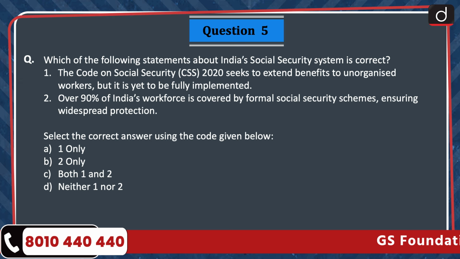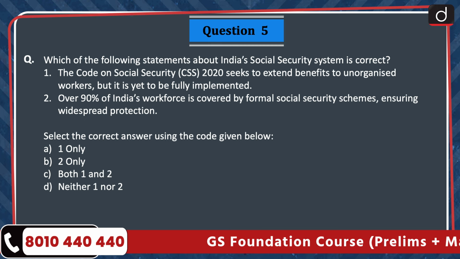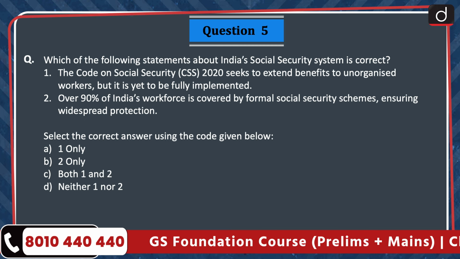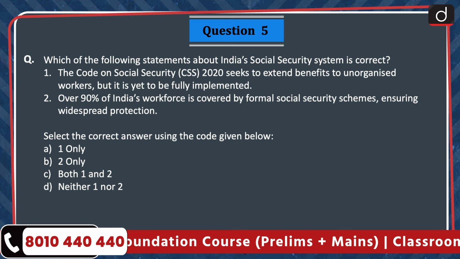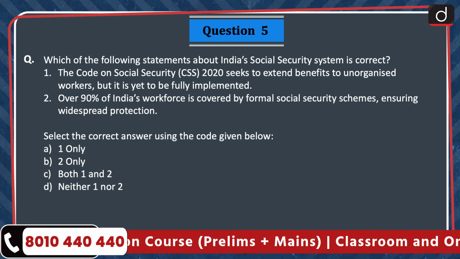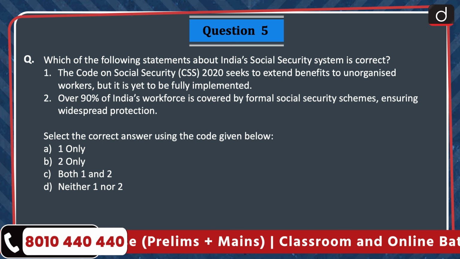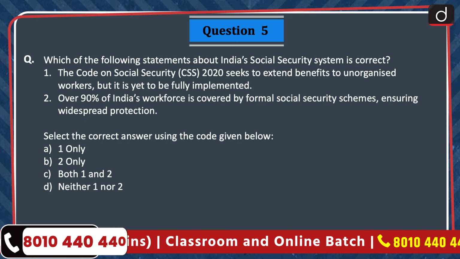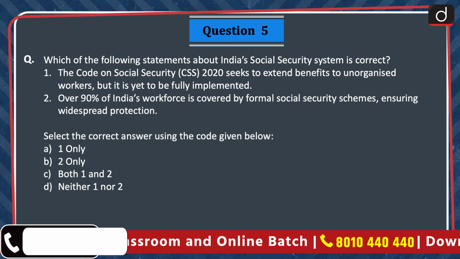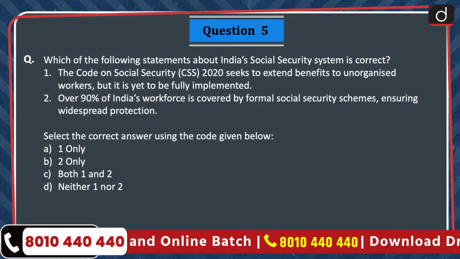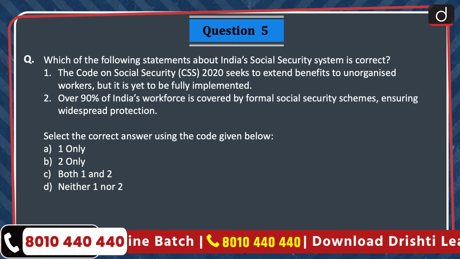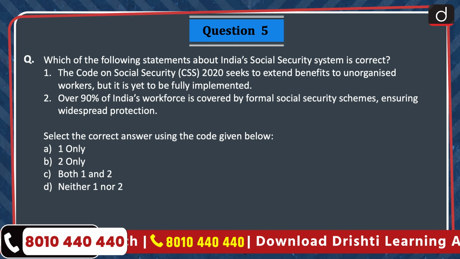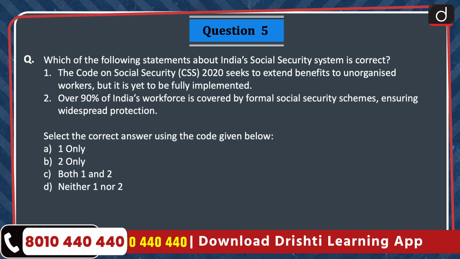Next question, which of the following statements about India's social security system is correct? 1. The Code on Social Security 2020 seeks to extend benefits to unorganized workers, but it is yet to be fully implemented. 2. Over 90% of India's workforce is covered by formal social security schemes, ensuring widespread protection. Select the correct answer using the codes given below. 1 only, 2 only, both 1 and 2, or neither 1 nor 2. The correct answer is option A, 1 only.